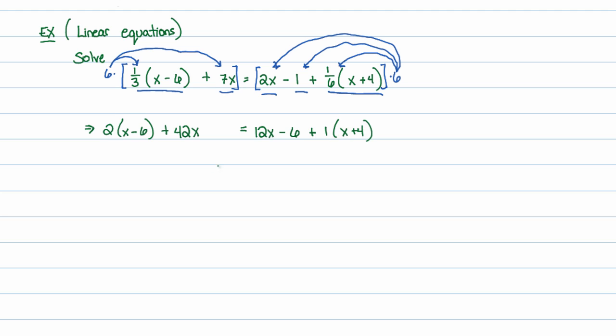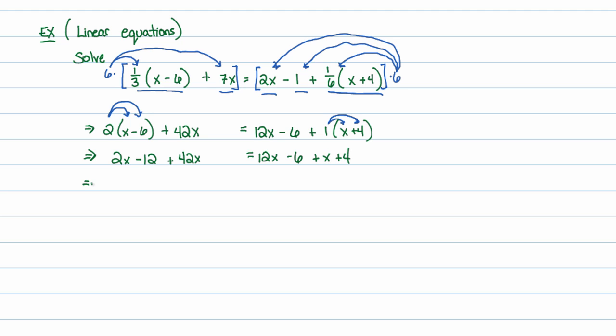And now we are at a point where we no longer have any fractions. Now I clean up each side by distribution and combining like terms. So the distribution here, 2 will distribute to x and to the negative 6 there. And that 1, I guess you could say that 1 distributes. It doesn't really do anything, honestly. So we get 2x minus 12 plus 42x is equal to 12x minus 6 plus x plus 4.